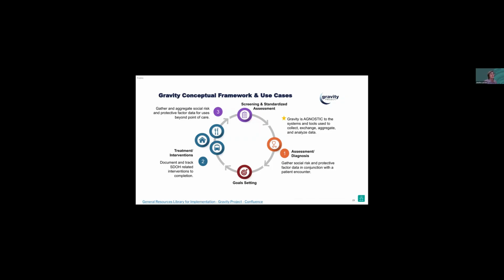Gravity's conceptual framework demonstrates the importance of a social care workflow, beginning with screening and assessment, through to identifying social needs and problems, marked in this slide as diagnosis, and establishing patient goals, and then finally enacting interventions. All of their collaborative work is published to their Confluence page, and I've offered a link to that page on this slide.